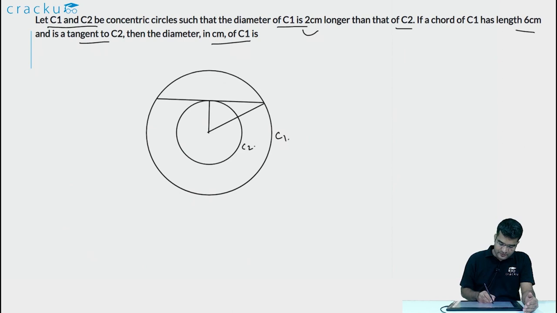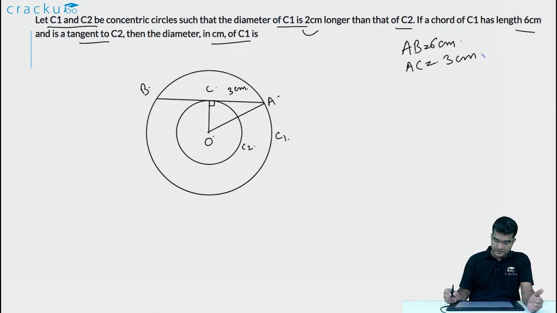So let us name some points. Let the center of both the circles be equal to O. Let these points be equal to A and B, and the point of the tangent be equal to C. As OC is a tangent to C2, it will be perpendicular to the chord AB. We know that the length of AB is equal to 6 centimeters. So therefore, the length of AC, which will be the midpoint, will be equal to 3 centimeters.